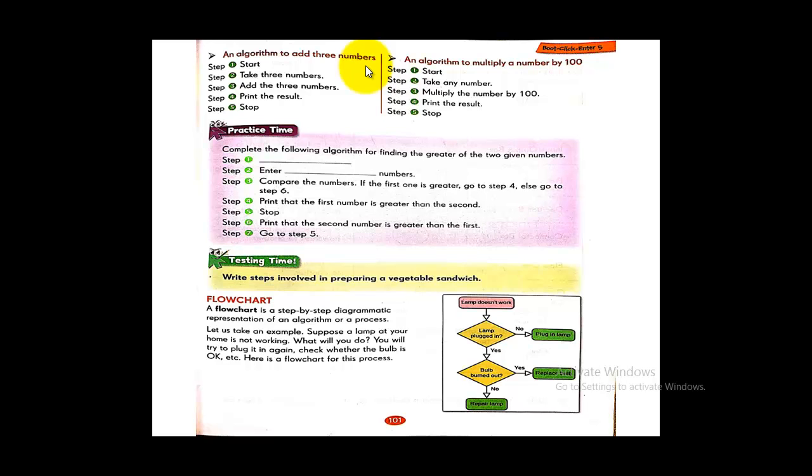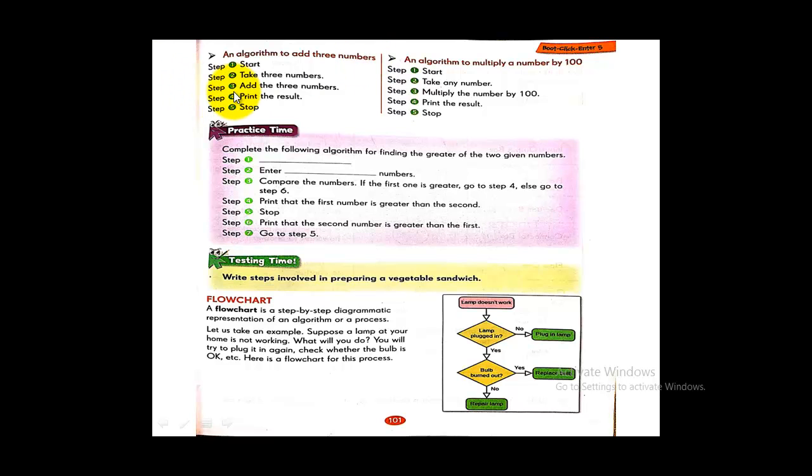Let's come back to the programming. The first step is start. Then the next step is to take three numbers. What we are going to do here is add three numbers, so we should have three numbers. So take three numbers.